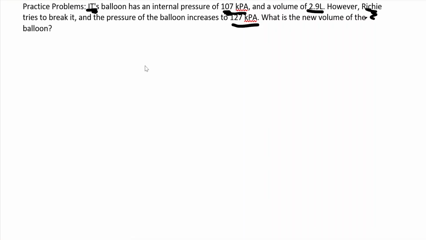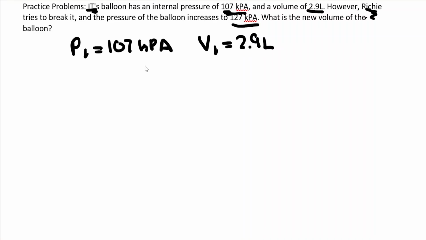Initially is a huge key term here. If it was there, you would use that term initially. That's a great indicator of what the first value is, but in this instance, it's pretty obvious anyways. So P1 is going to equal 107 kilopascals. That's like the pressure before anything happens to it. And the volume, V1, is going to equal 2.9 liters, right?